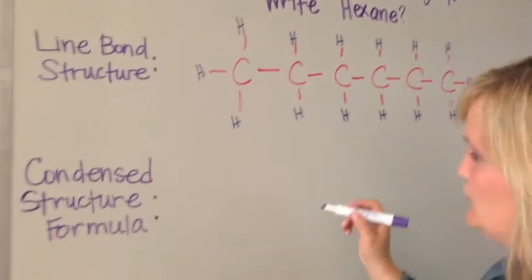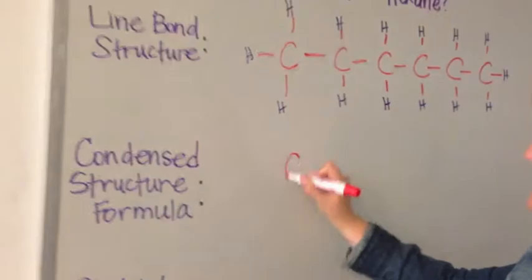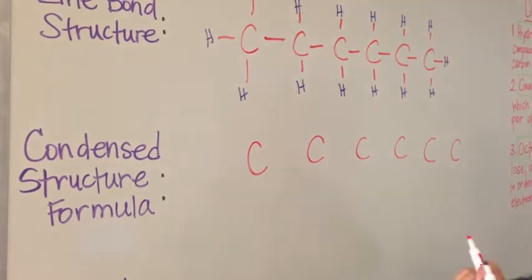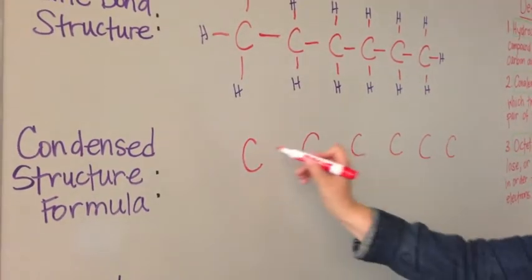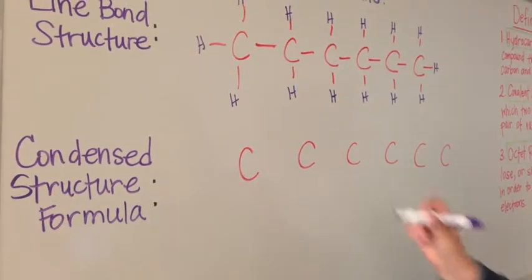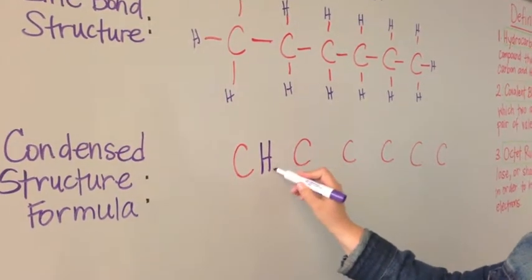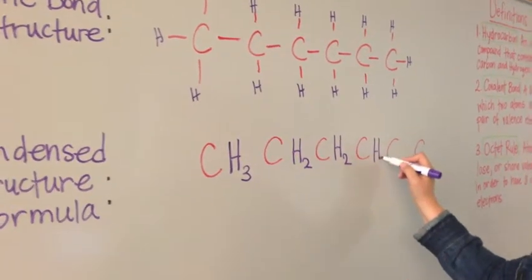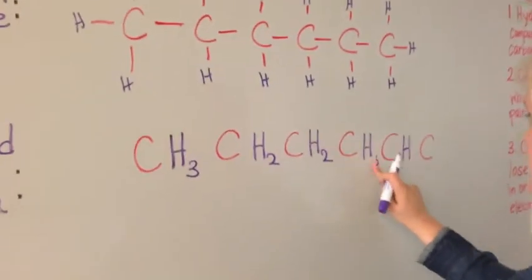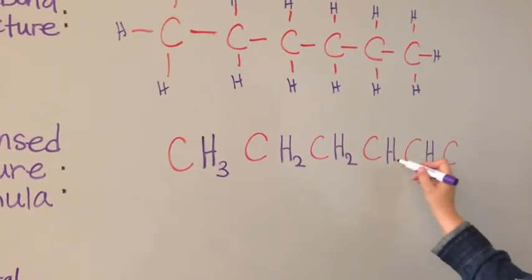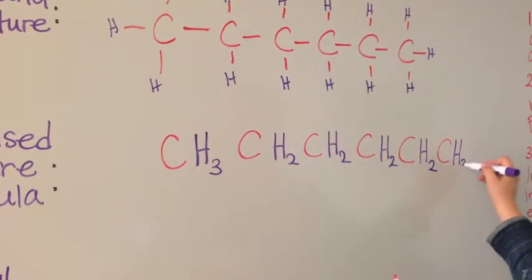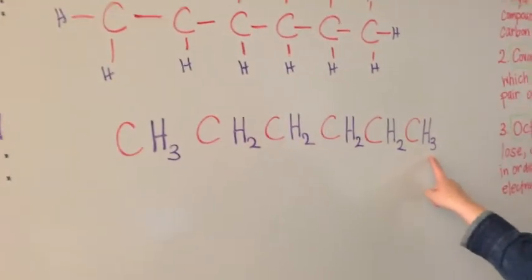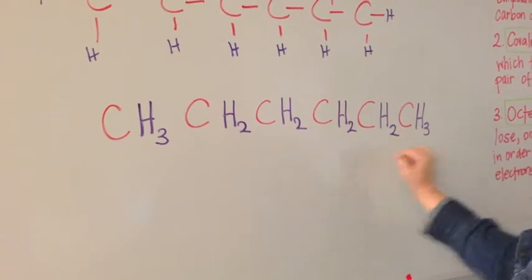In the condensed structure formula, we have the same 6 carbons as we did in the line bond structure, but the covalent bond between the carbons is not drawn, it's assumed. We do draw, however, the hydrogens in a condensed way. We don't show the lines, we just show the number of hydrogens that are going to it. So here on the end, you can notice that there are 3 hydrogens. And the reason there are 3 on the end is because you need to fulfill the octet rule.